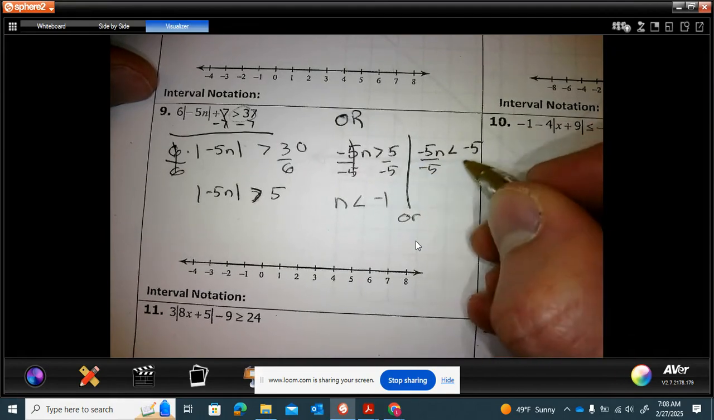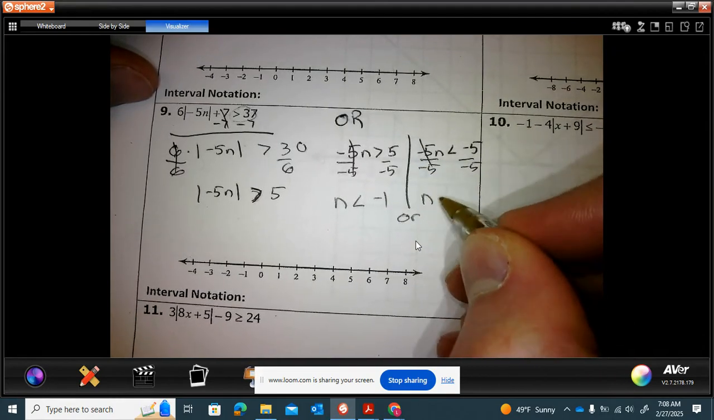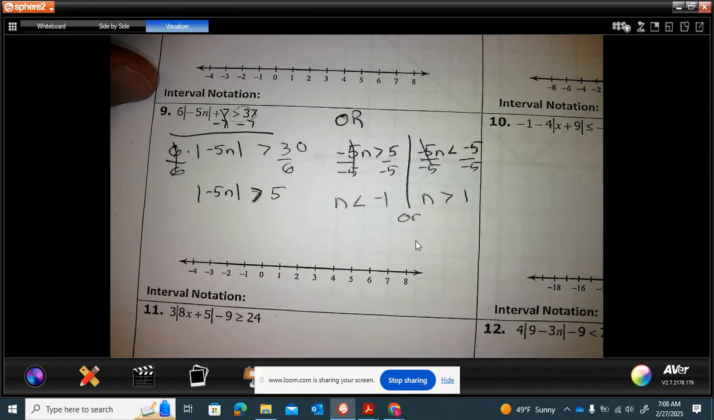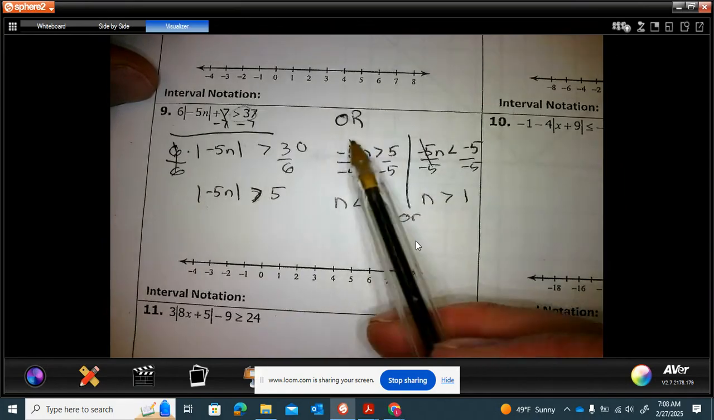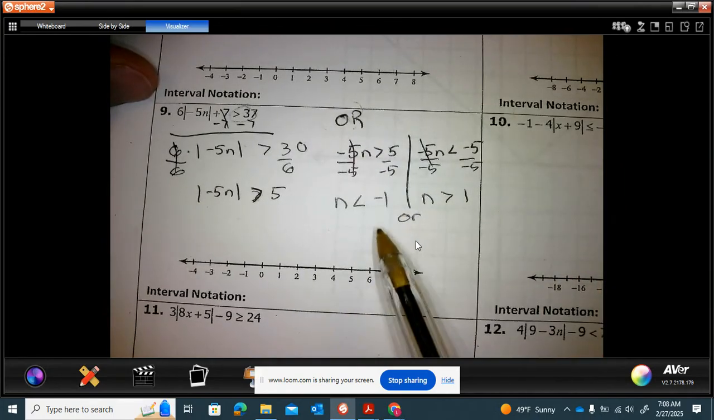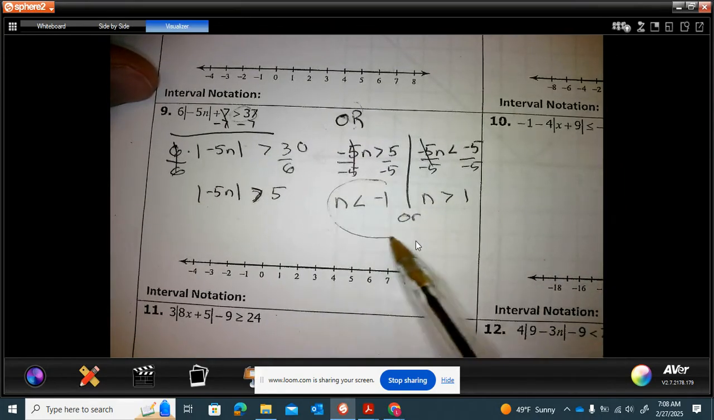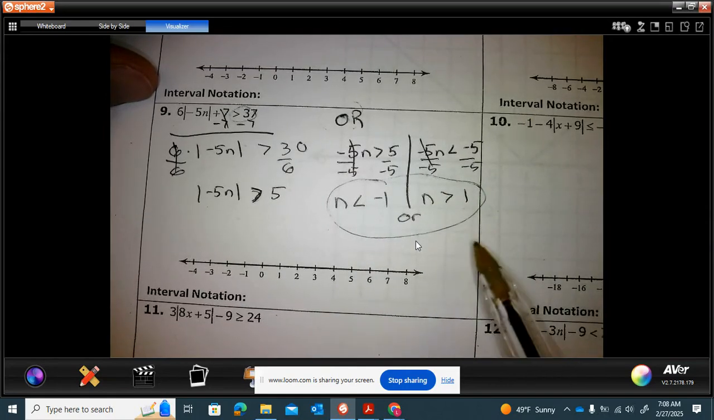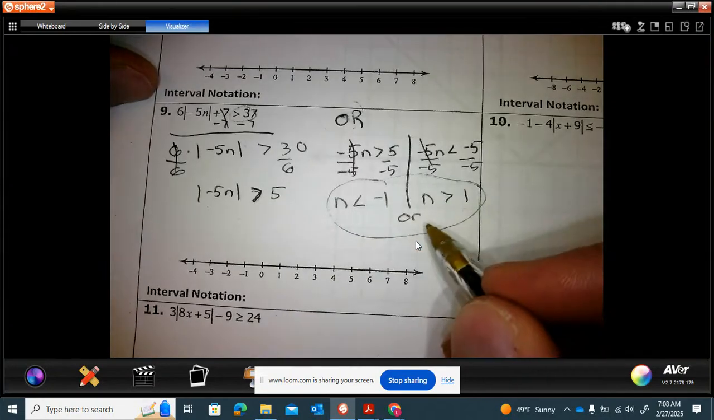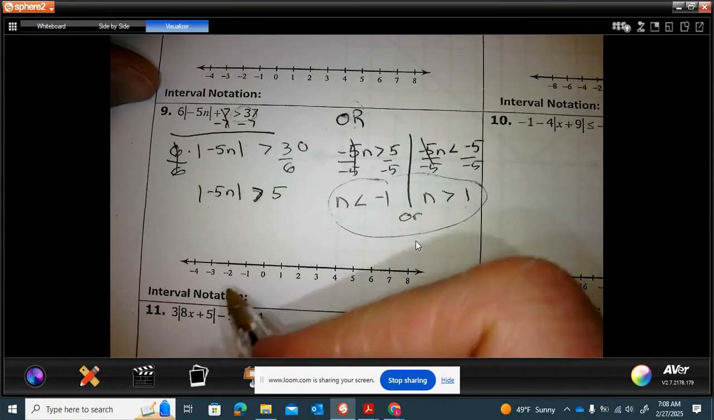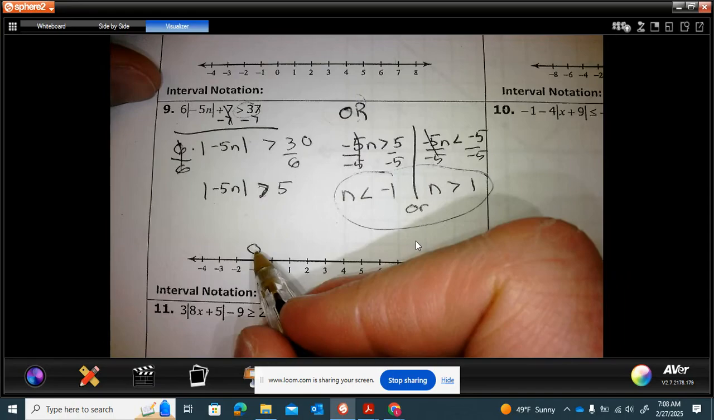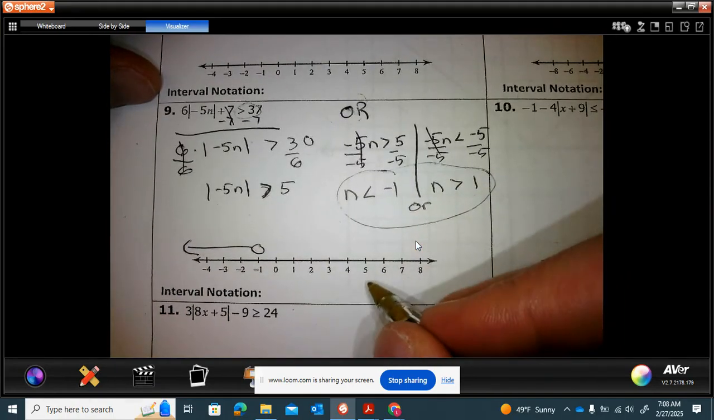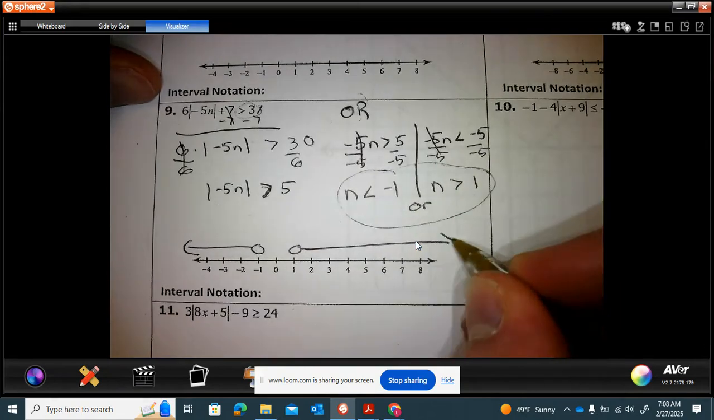I divide by negative 5. I'm going to flip my symbol again. It's going to equal positive 1 this time because the negative divided by negative is a positive. And again, I already determined that it's an or. So this is just your answer. It's this inequality or this inequality, which means it's going to be shaded to the left and then to the right. So at negative 1, I have an open circle, and it's going to be shaded to the left. And at positive 1, I have an open circle, and it's going to be shaded to the right.